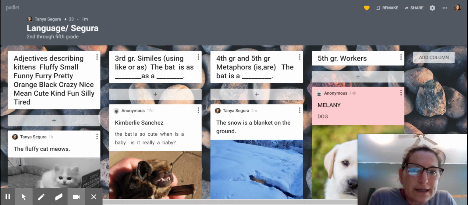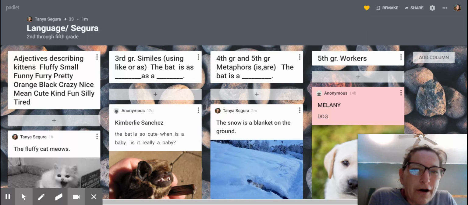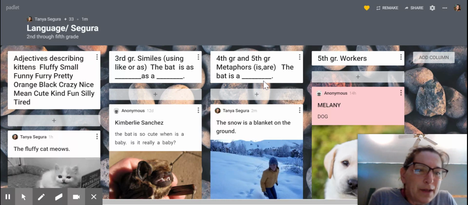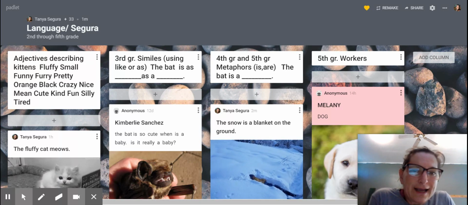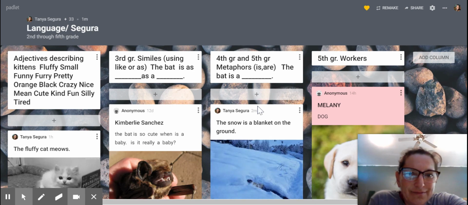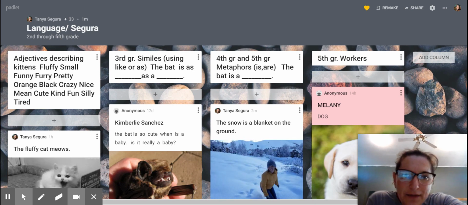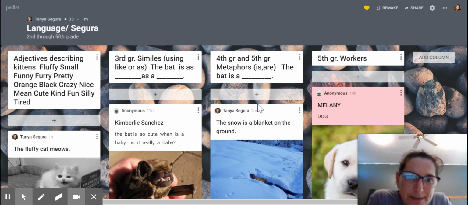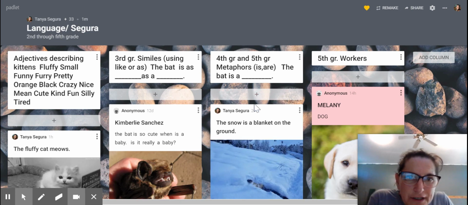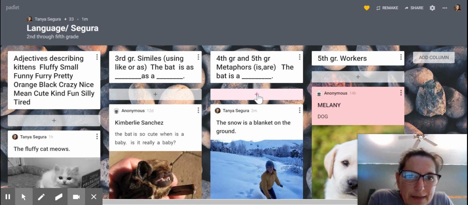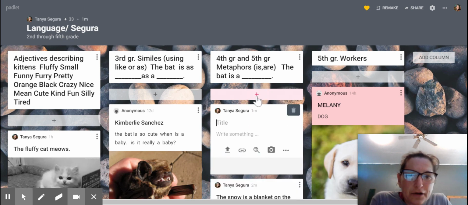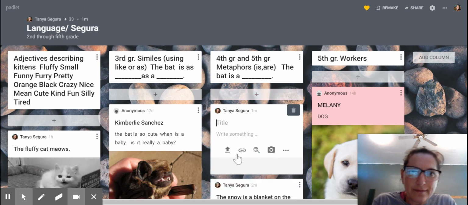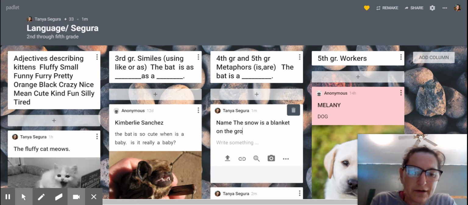A metaphor is you use is or are. The bat is a blank, so it might be a monster. I don't know, whatever you decide. So this example, I just made this up. The snow is a blanket on the ground. So I'd go to here. I'm going to put my name. And then I'm going to write my metaphor, snow, the blanket on the ground.